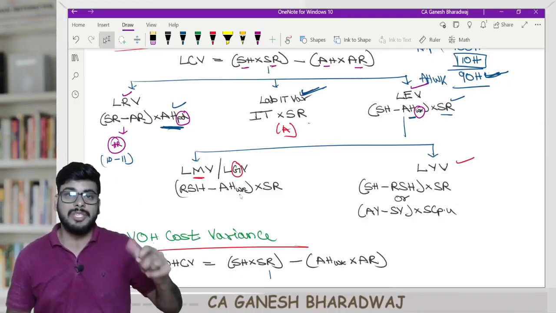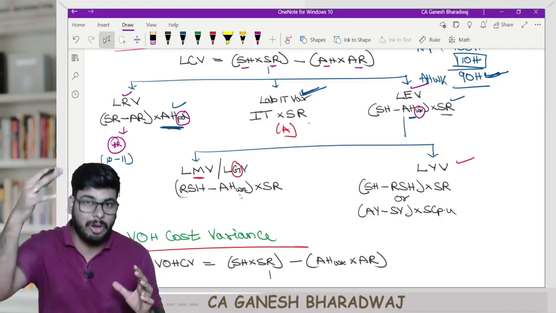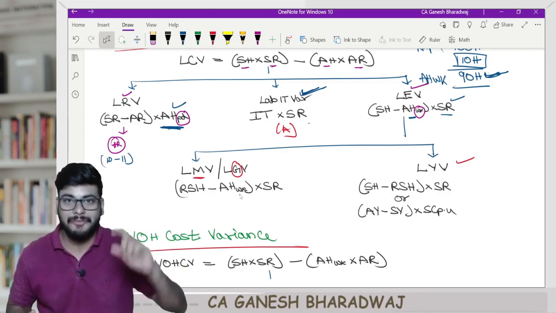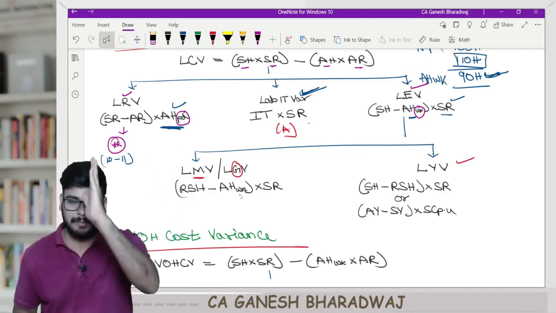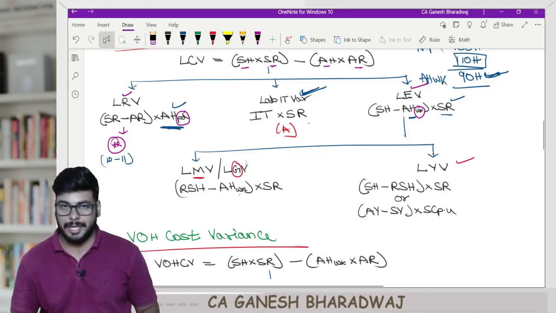So if I am using more of a cheap labor and less of a costly labor, if I'm deviating from the mix, what is the amount of variance that is attributable because I'm deviating from the mix is what gets captured here under the mix or gang variance. Are you clear with this?